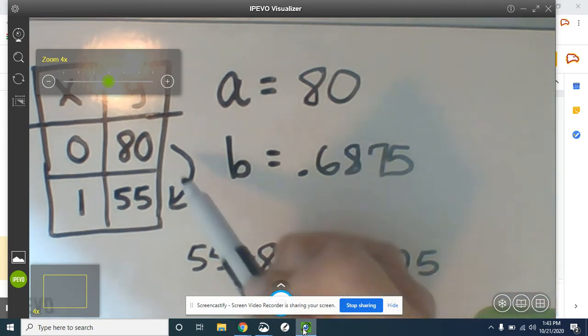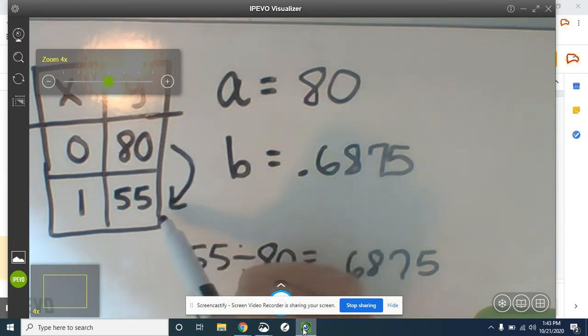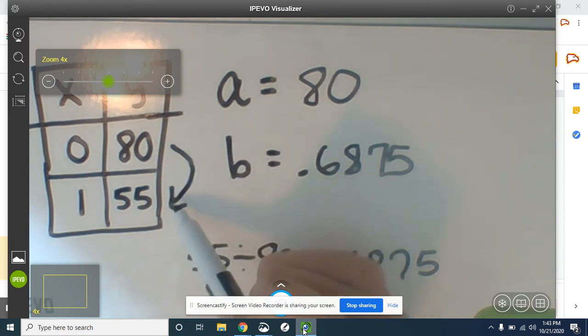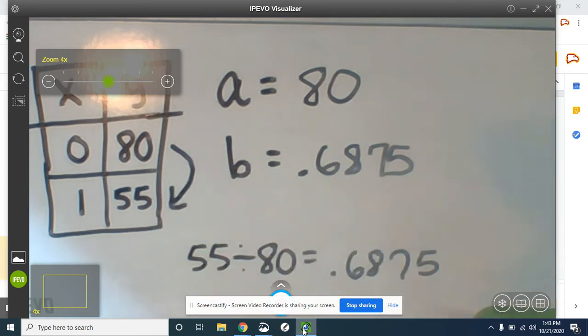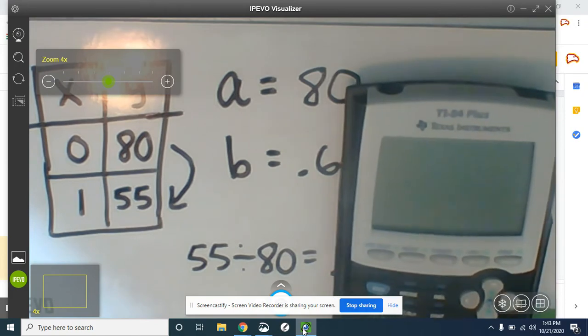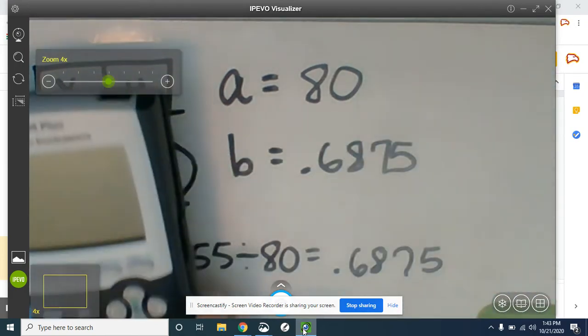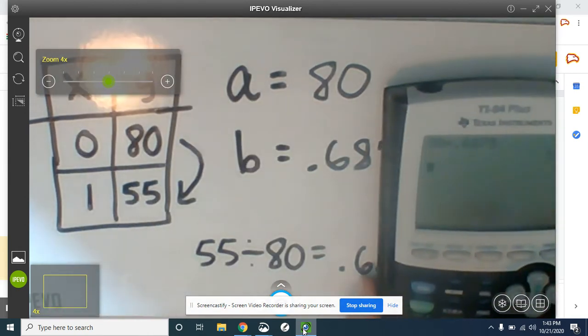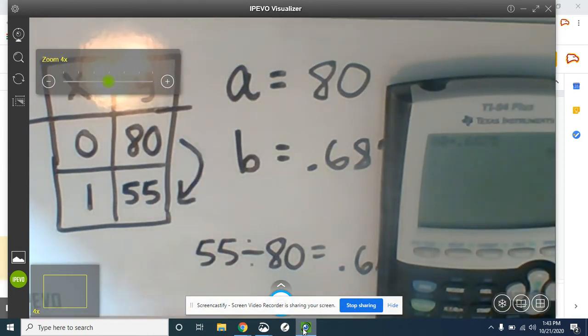We can check it by going from 80 to 55. Since we can't just miraculously figure out what would I multiply 80 by to get 55, we worked backwards, but now we can check it. So we're going to do 80 times 0.6875, and we should get 55, and we did. So we know we found the correct decay factor.